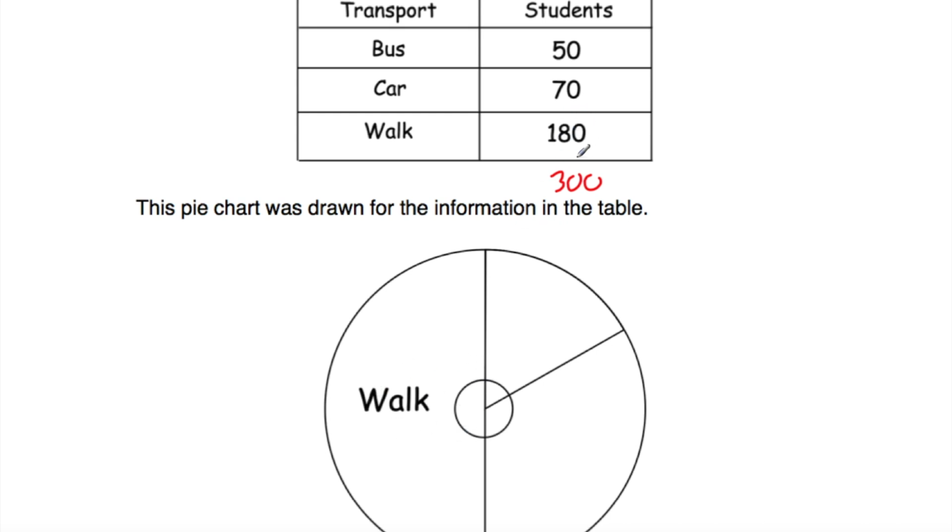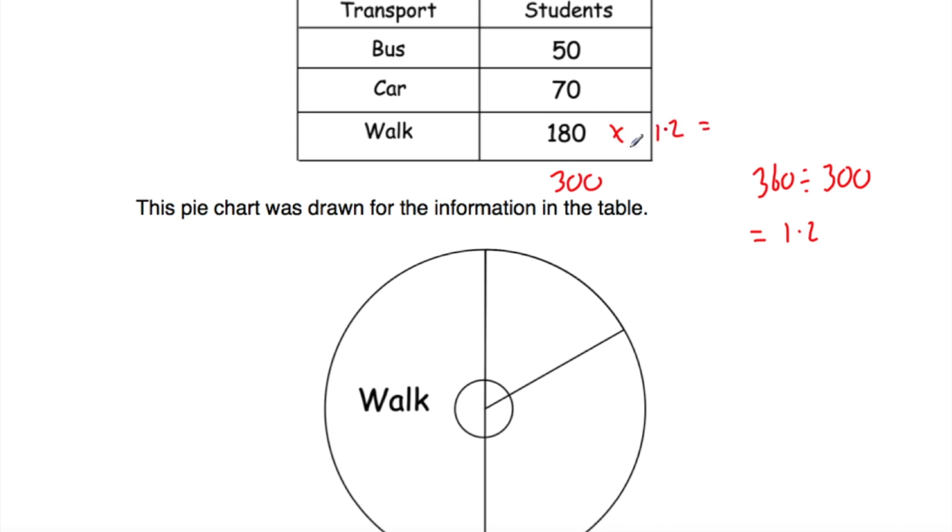If there were 180 students that walked to school, what we would do is take 360 and divide that by how many students there are, which is 300. So let's do that. 360 divided by 300. That's a calculator question, and that's equal to 1.2. So each student is worth 1.2 degrees. So if you multiply 180 by 1.2, that'll tell us what size the angle should be.